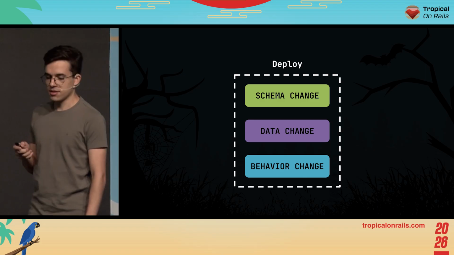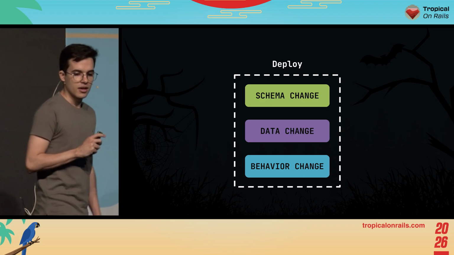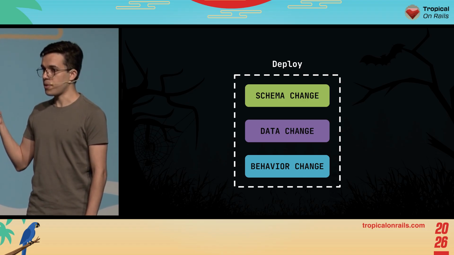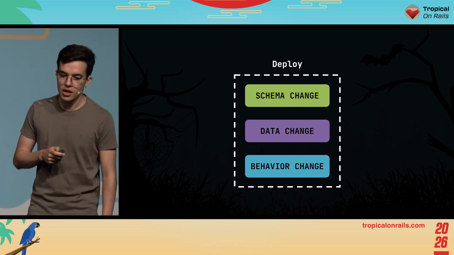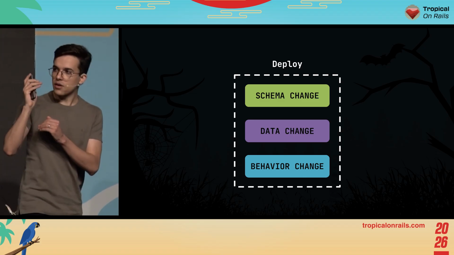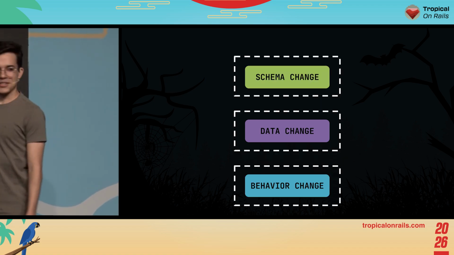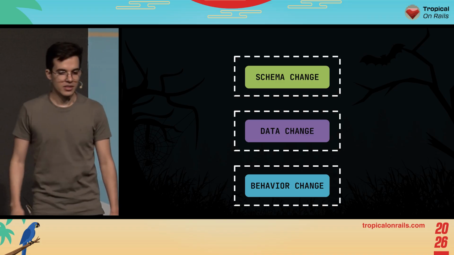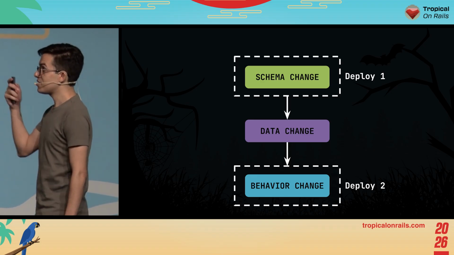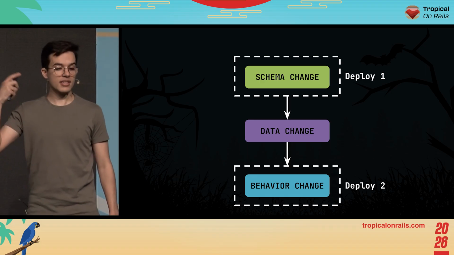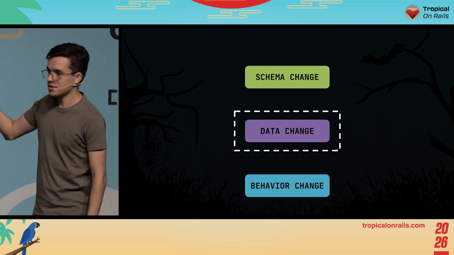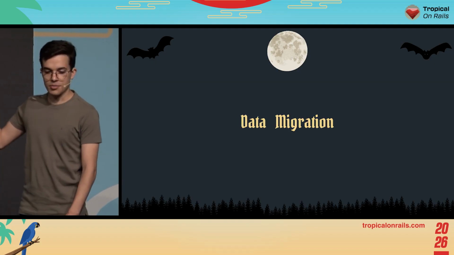The problem with this was that we coupled three things in one deploy. We did a schema change where we added a new column. We did a data change where we backfilled the column with the existing values. And we also added new behavior, the code that reads and writes to that column. And each one of those depends on the previous one. So the solution here is to split that into three different parts. First, deploy only the schema change, add the new column, then do the data change separately, and then have the second deploy have the new code that accesses it. And this thing in the middle that does the data change, that is called a data migration.